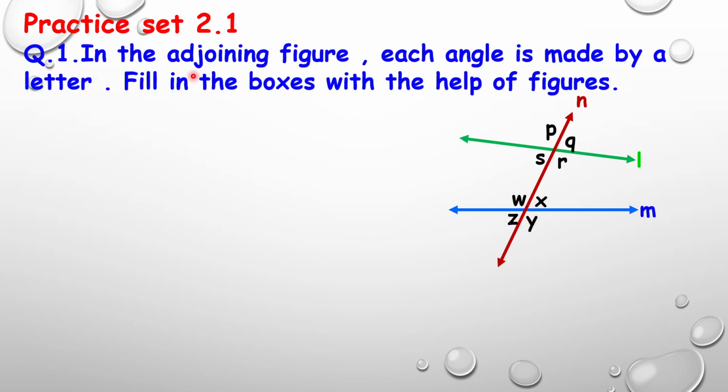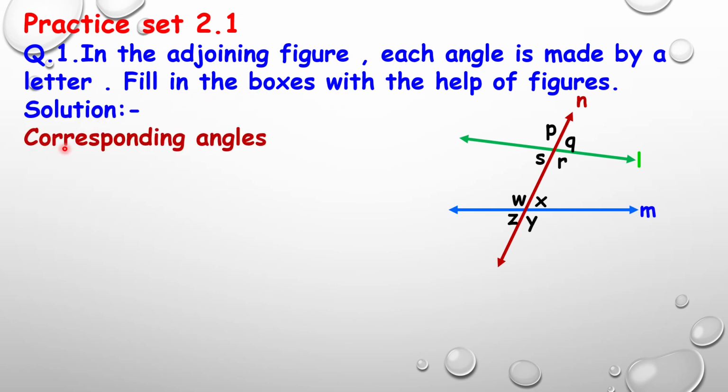Question number 1. In the adjoining figure, each angle is named by a letter. Fill in the boxes with the help of the figure. Solution. We know a pair of corresponding angles. Here is the angle P, which is the corresponding angle of angle P? Yes, W is the corresponding angle of angle P, which is the first pair of corresponding angles. The corresponding angle of angle Q is angle X.